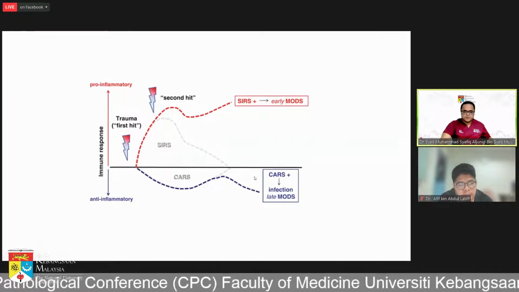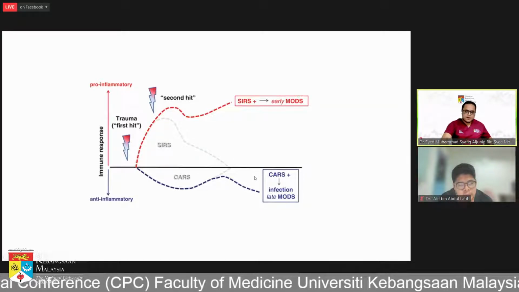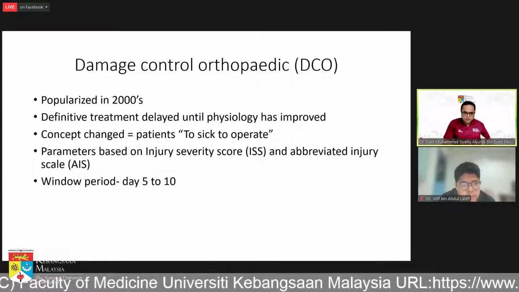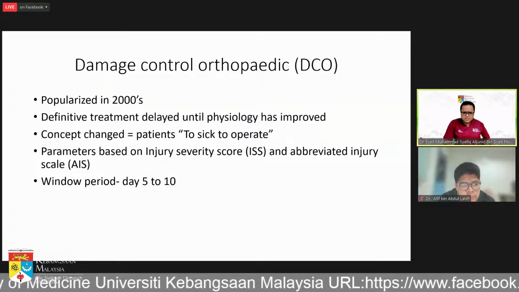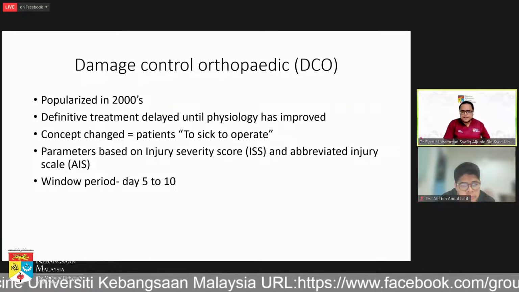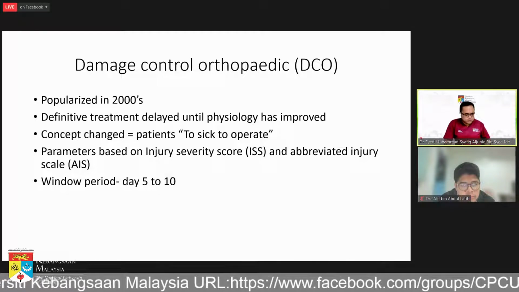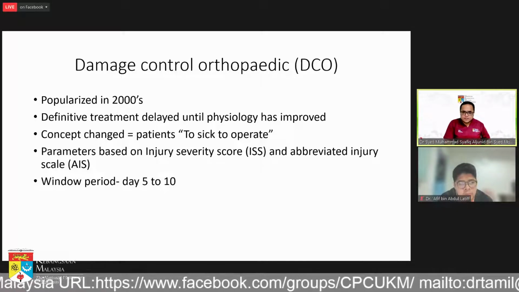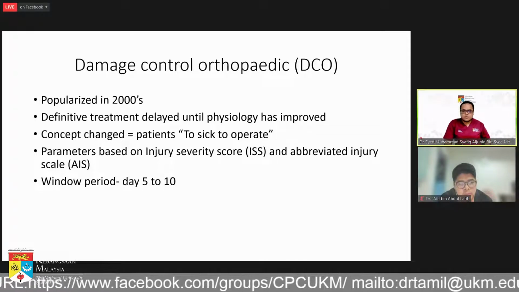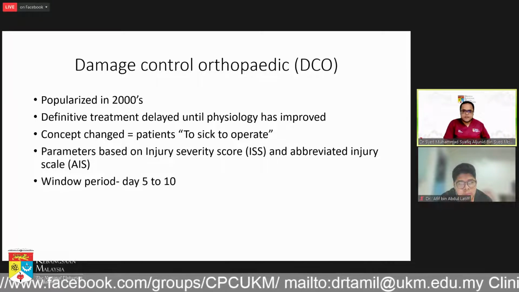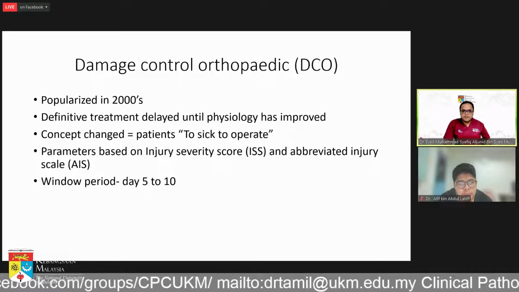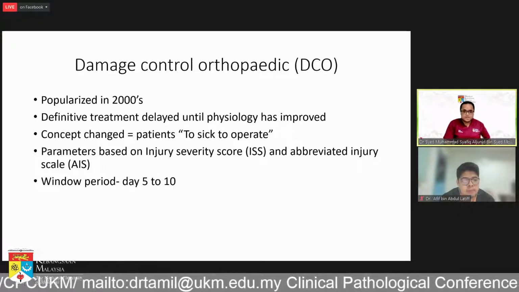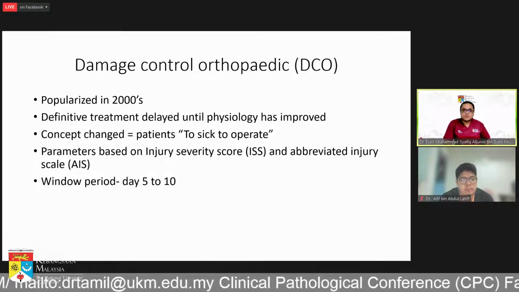Okay, so after a while, they came out with the term damage control orthopedics. This was actually popularized in 2000. DCO was actually coined by the naval army, which is a concept to patch up anything which is necessary for them to get to shore to fix the engine, for example. So actually everything is delayed until the physiology has improved. So the concept changed from patients too sick to operate.